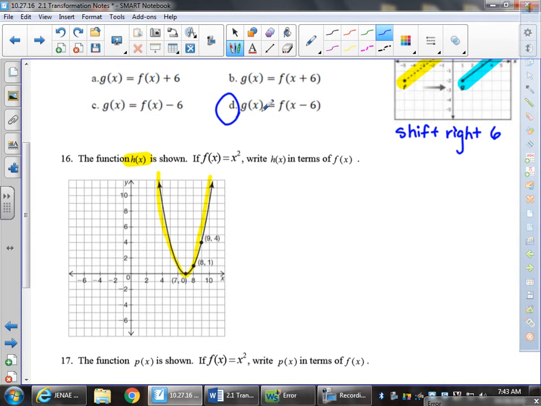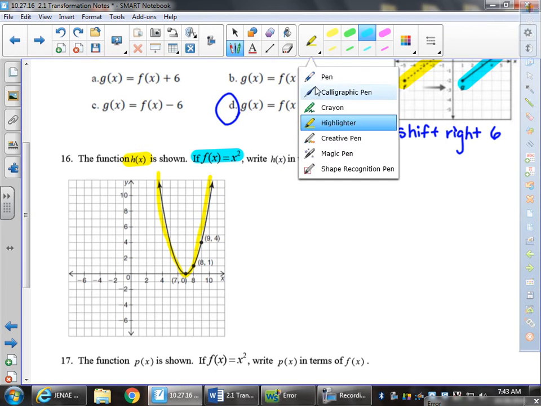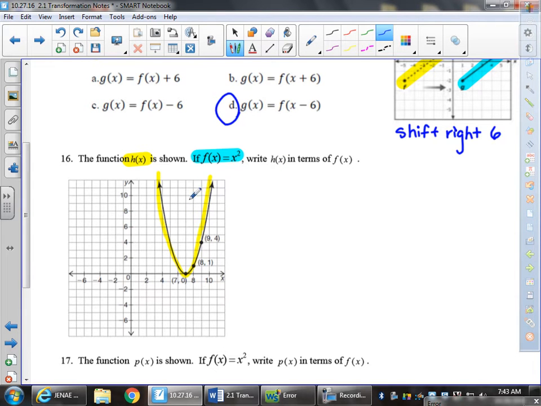So if f of x equals x squared, let me get that in my other color. We could also label this h of x. I need to write h of x in terms of f of x. So what was done to f of x to get this graph? Move to the right. One person's seeing it, but I want us all to see it.